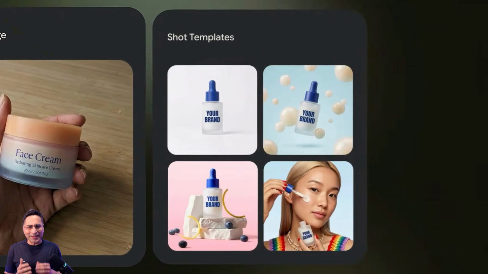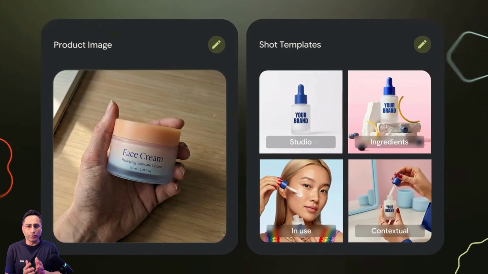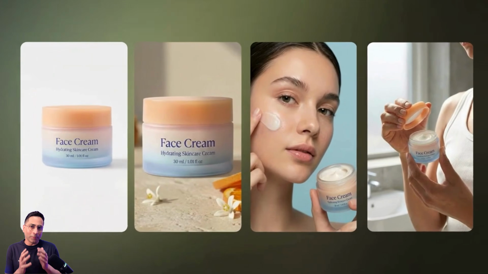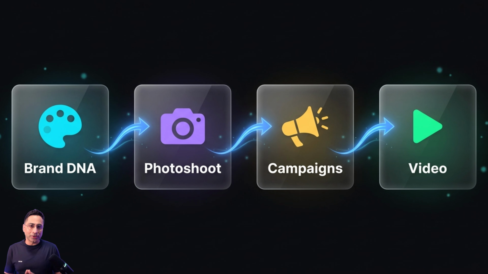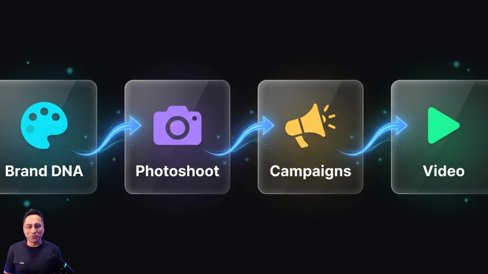Now, I'll be honest, AI product photography isn't really new. There are paid tools that really do a good job. But what makes Pomelli interesting is the full pipeline. You're not just getting a pretty picture, you're also getting brand extraction, product photography, campaign creation, and video all in one single and, mind you, free tool.